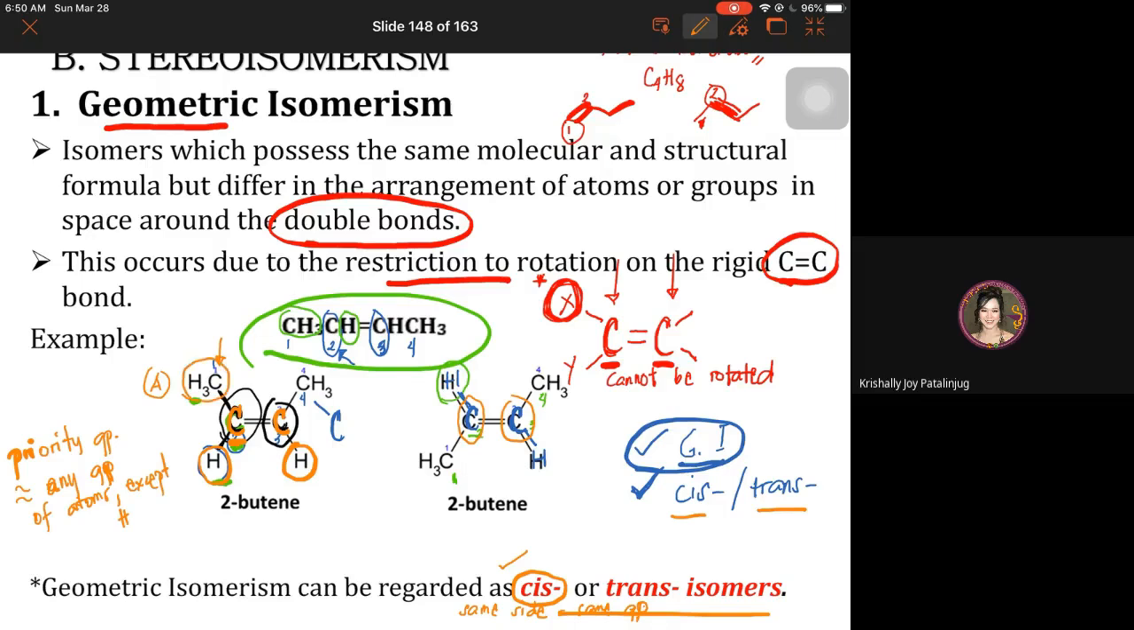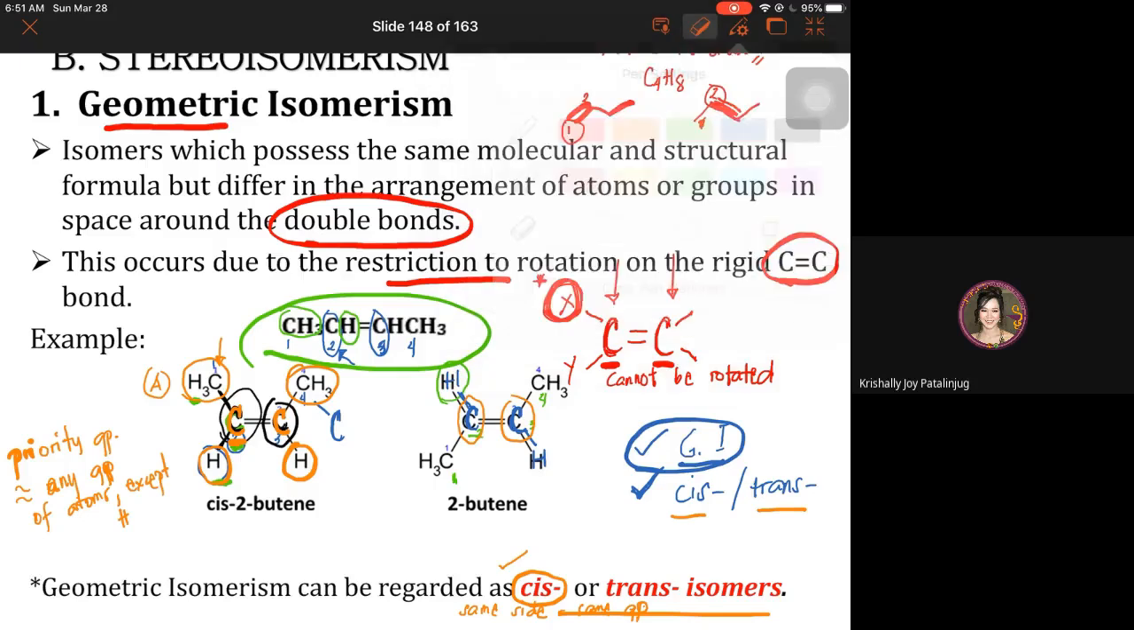So the methyl groups are on the same side. The hydrogen groups are on the same side. Therefore, this is a cis 2-butene. Okay, this structure shows a cis isomer. Okay, and cis and trans are prefixes, and prefixes are added on the first part of the full name ng alkene. So that makes it cis-2-butene. Okay, so this would be the full name of a given alkene compound na 2-butene. It is in a cis orientation. Okay, isa siyang cis isomer.